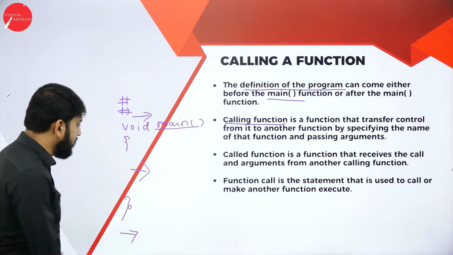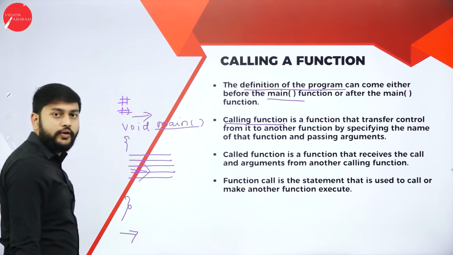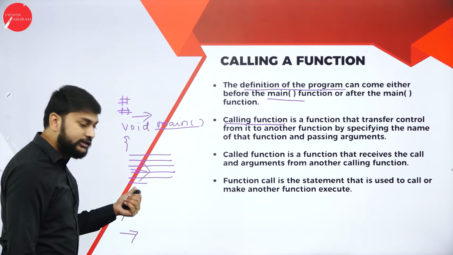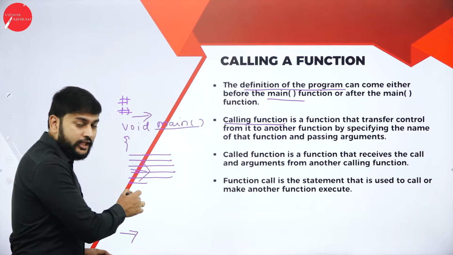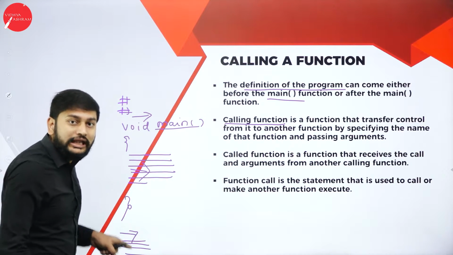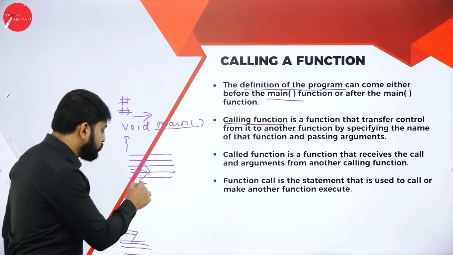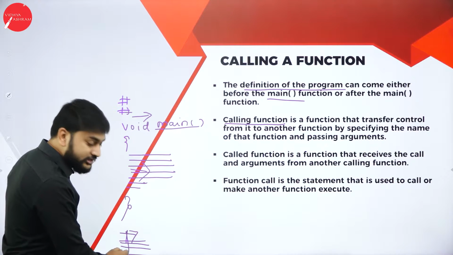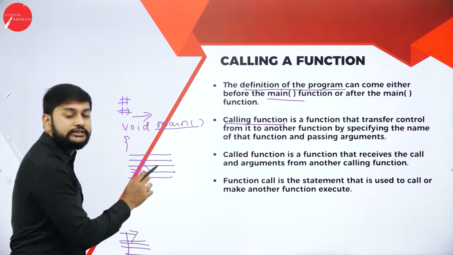Calling function means, imagine I have some set of lines. These execute, and here there is a function call, but the function definition is somewhere else. So it will not execute the next lines I have; the control of execution transfers there. After all those lines are executed, the line that comes after the function call is executed.